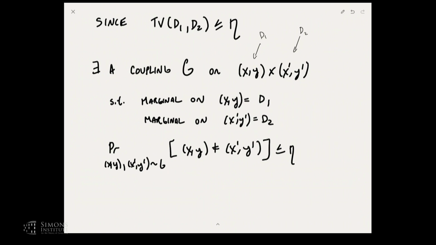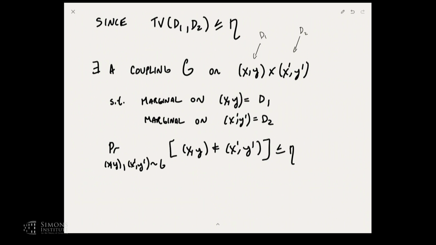G is a distribution, and its marginal on x, y is equal to D1. Its marginal on x prime, y prime is equal to D2. And the probability, when I sample from G, that I get x, y not equal to x prime, y prime is at most eta. Okay, so I've seen total variation distance defined this way, so there's nothing deep going on here. But we need this coupling. This is how we're going to relate the error from D1 to D2.